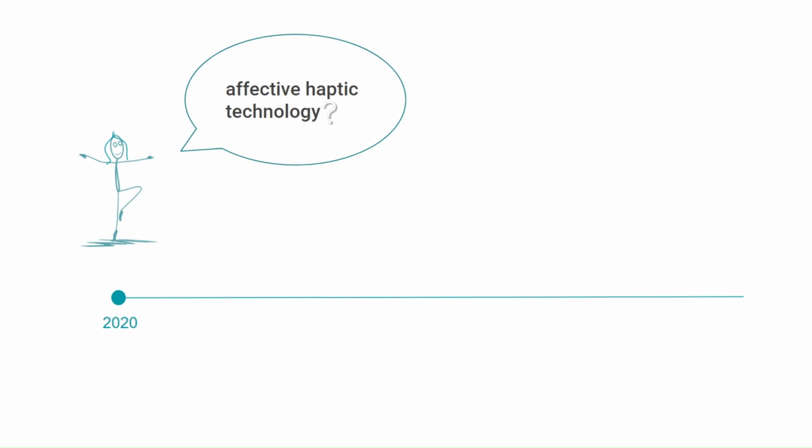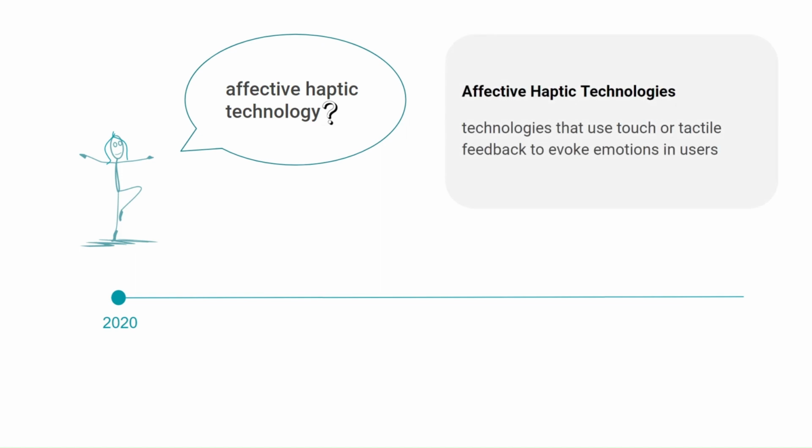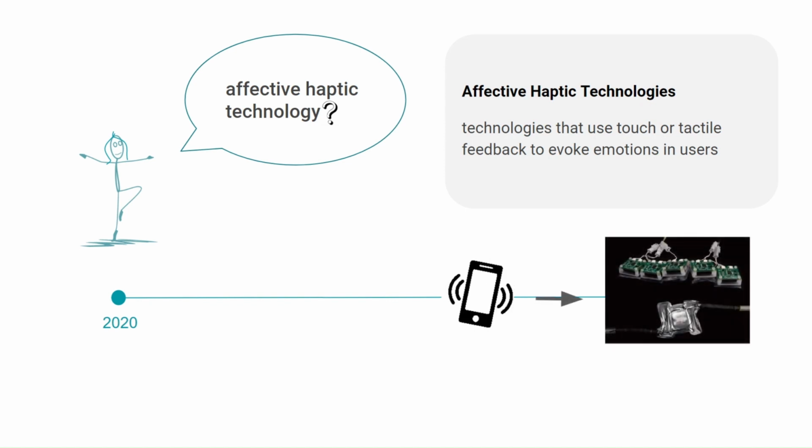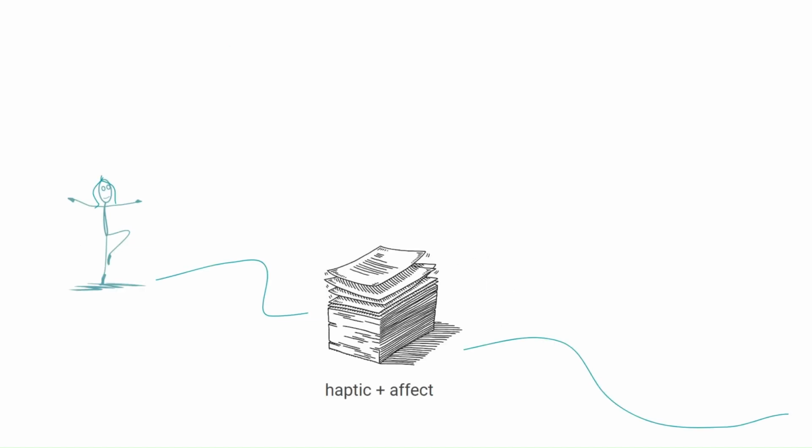Maybe right now you're asking yourself, what exactly is this term? So let me explain. Affective haptic technologies are technologies that use touch or tactile feedback to evoke emotions in users. These technologies can range from simple vibrotactile feedback, like in your mobile devices, to more complex systems that stimulate texture, temperature, and other physical sensations.